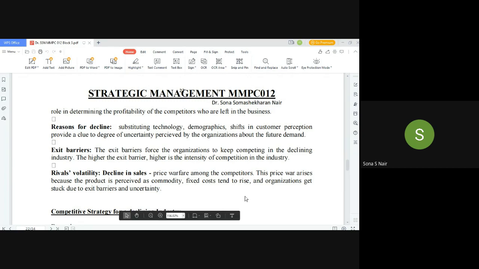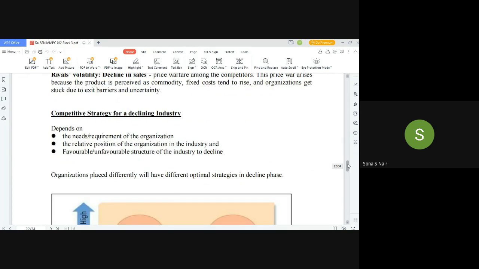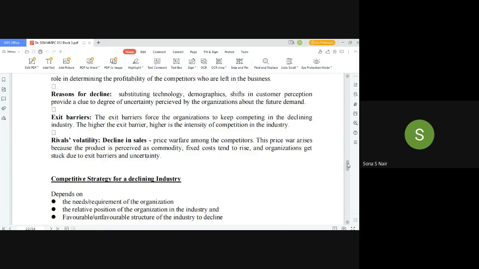Now, what is going to be the competitive strategy? I think we'll just take 5 minutes and finish it off. I think I took on too much today, but then we need to finish it off.